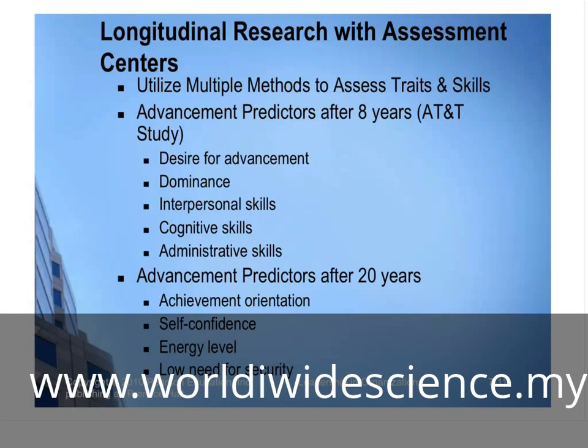So you see here that over time, there are different traits that are important. In the short run, you like to dominate, you like to use your interpersonal skills, and desire to advance and move forward. But over several years, you will be using your achievement orientation. You want to achieve those goals. And you want to have self-confidence. And you want to have an energy level that is satisfactory.